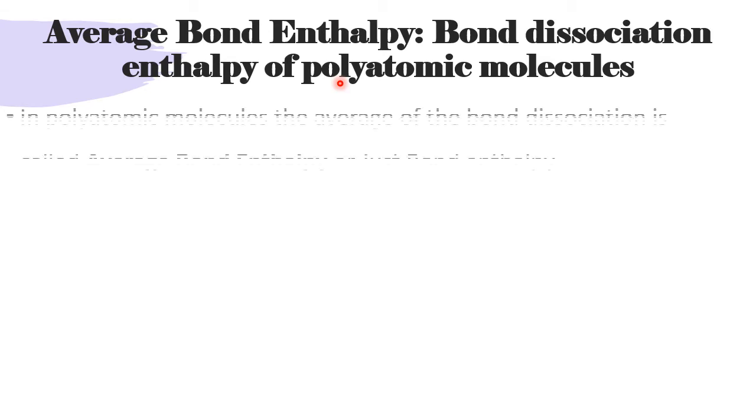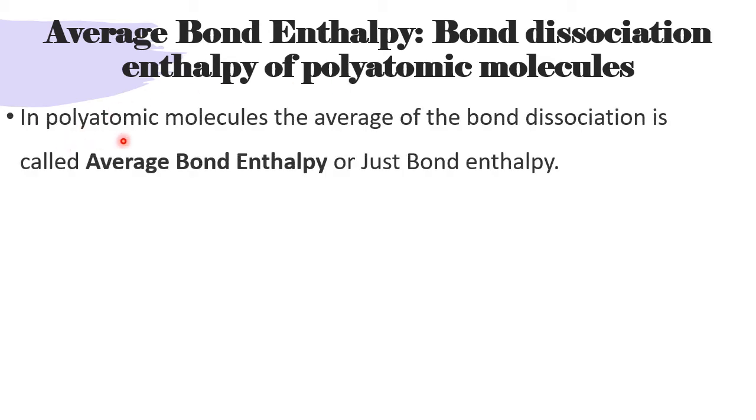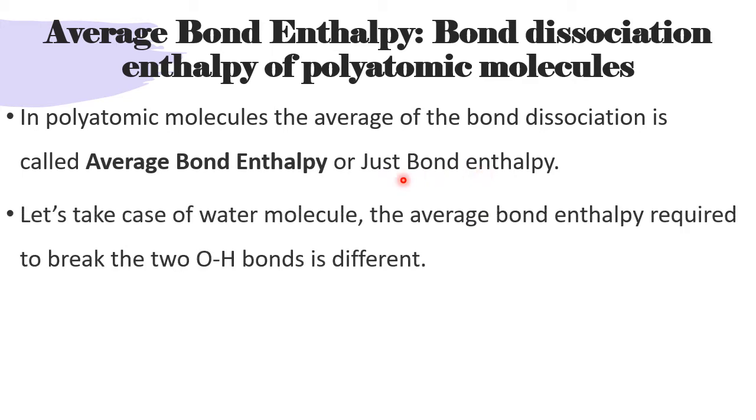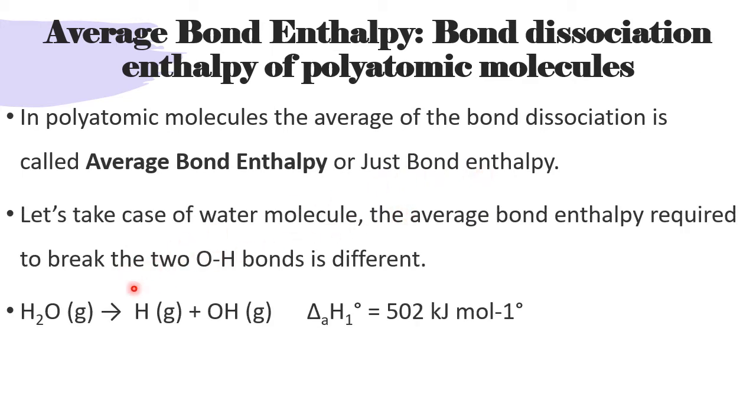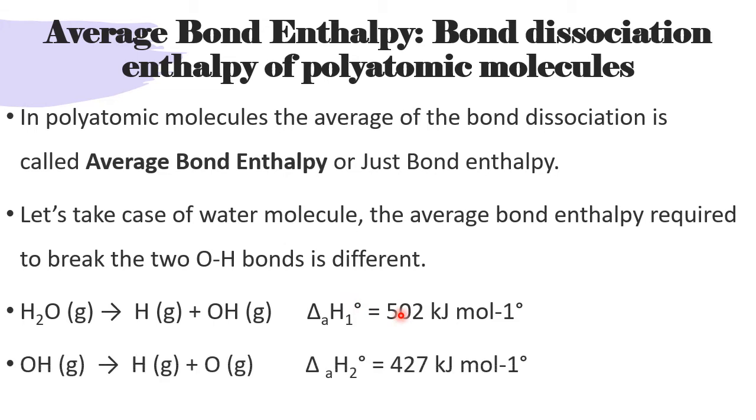In polyatomic molecules, the average of the bond dissociation enthalpies is called average bond enthalpy or just bond enthalpy. Let's take the case of water. First we break one O-H bond, this is the energy. Then the second O-H bond, 427. Why is it less here?